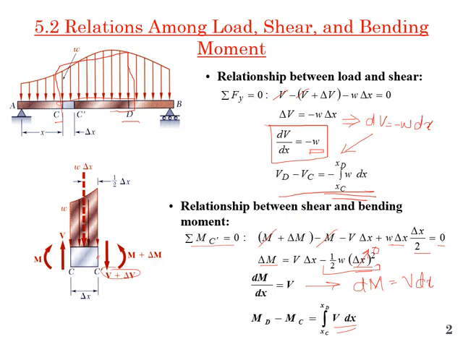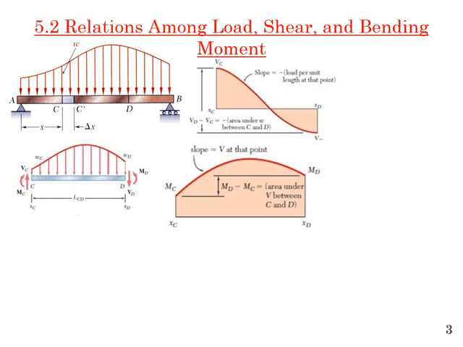Coming back to the expression for the shear force, if you remember, dV by dx is equal to minus W. Between points C and D, VD minus VC is equal to minus the integral of W dx from XC to XD. This means that the change in shear force is nothing but the area under the W curve between C and D. So this is basically equal to the area under this load curve between sections C and D.